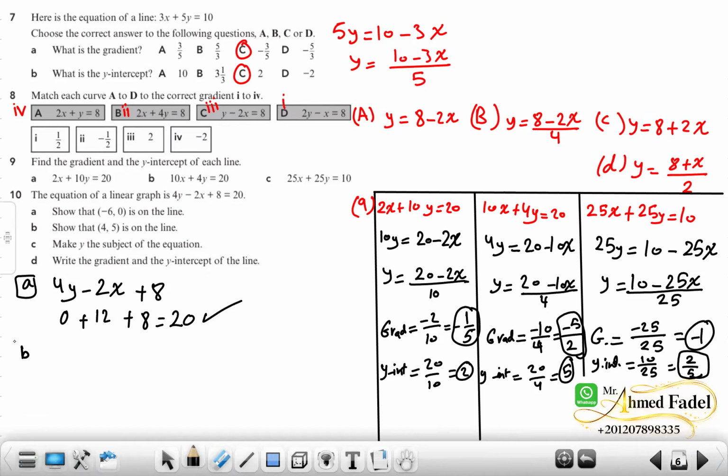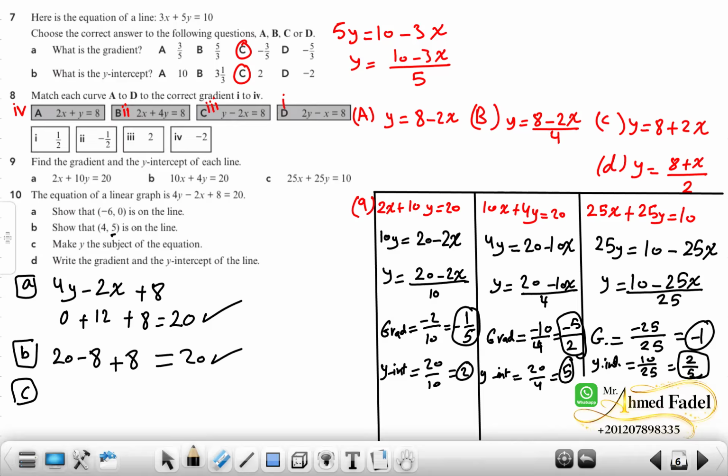Question B. Show that 4, 5 is on the line. The same thing exactly. I'm going to replace y with 5 and x with 4. So 4 times 5 is 20. Negative 2 times 4 is negative 8. 20 minus 8 equals 12, and 12 plus 8 is going to be 20 as well. This is question B.